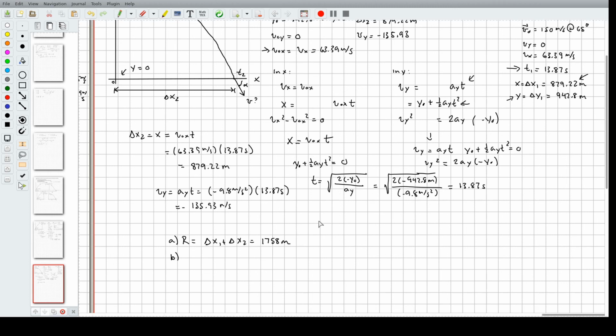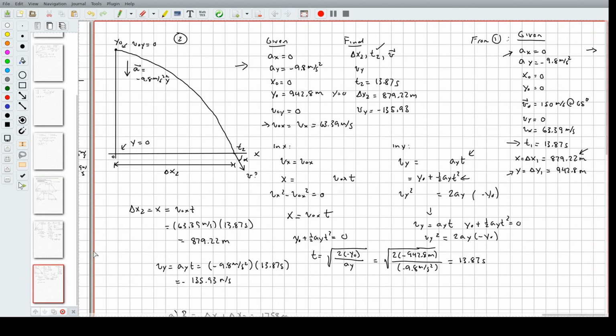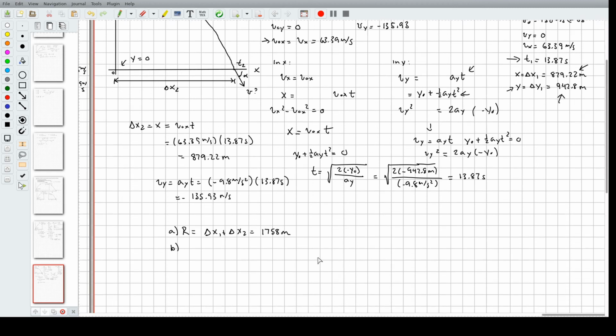So for part B, where we're trying to find the max height it reaches above the ground, that was actually given to us from information from the first part. It was this right here. So the max height above the ground would be the same thing as delta y from the first part. That's going to be 942.8 meters. And again, we're going to round that in a moment.